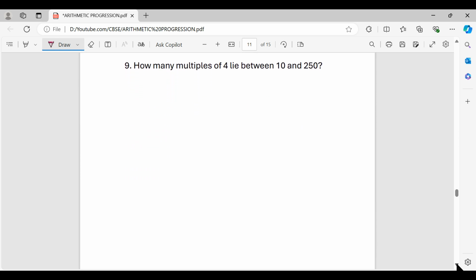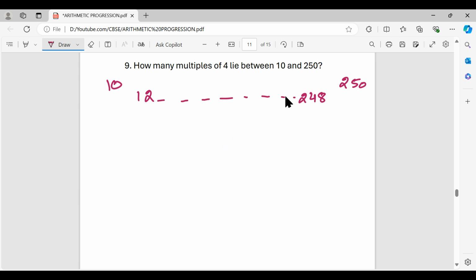Now this is another interesting question. How many multiples of 4 lie between 10 and 250? So your numbers are 10 and 250. Let's see what the multiples of 4 between these two numbers are. The first multiple of 4 will be 12, right? And is 250 divisible by 4? No. 249, of course, no. And 248, yes, 248 is divisible by 4.